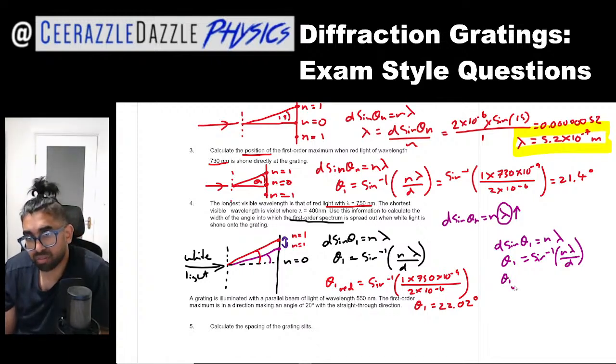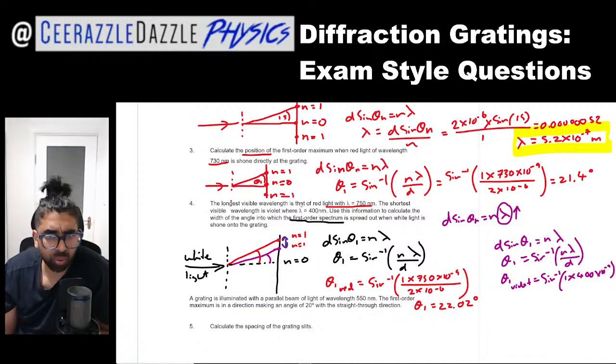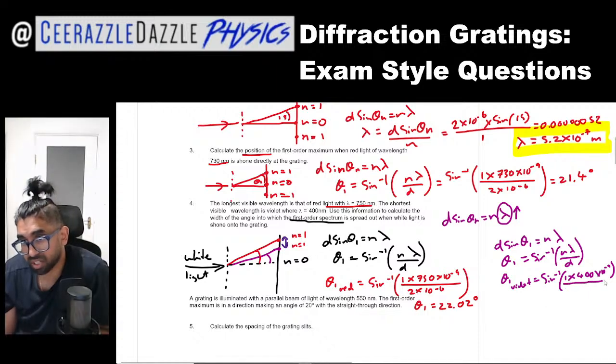So theta 1 for violet is equal to sine inverse, open bracket, 1 times 400 times 10 to the minus 9. Everyone, make sure 400 times 10 to the minus 9 over there. And you should be familiar with the wavelengths of red to violet, in case it comes up in the question. Divided by the separation. Oops, I didn't do divided by, just inside the bracket, 2 times 10 to the minus 6. We're doing the sine inverse of all of that.